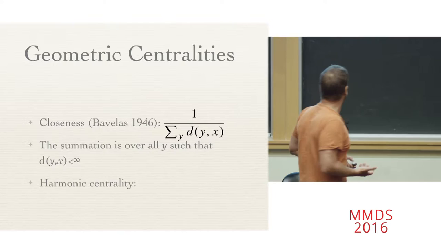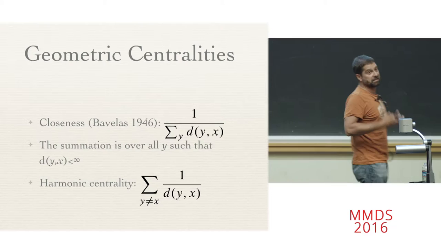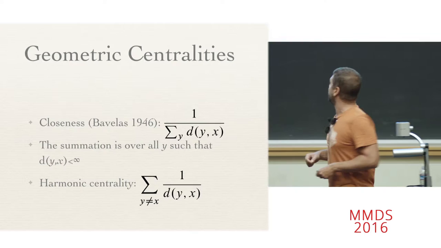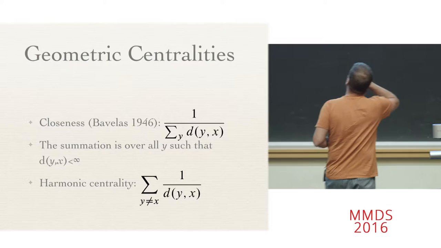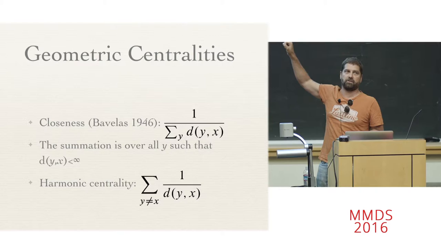So we're actually more interested in harmonic centrality, which is the sum of inverse distances as opposed to 1 over the sum of distances. Okay. The difference is just where the summation sign is. But there is an enormous difference. Basically, the upper thing is the reciprocal of an arithmetic average. This is the reciprocal of a harmonic average, okay?